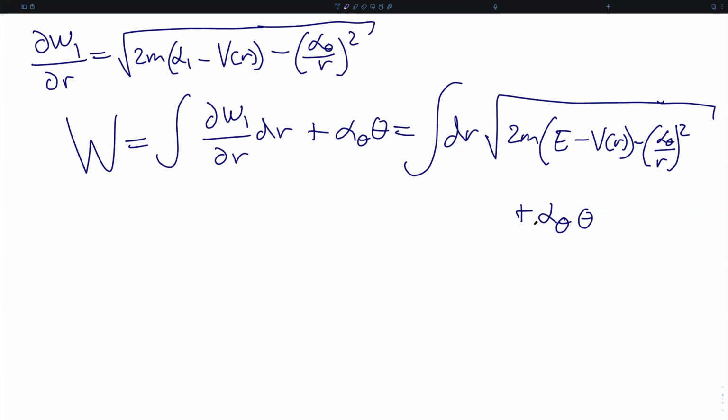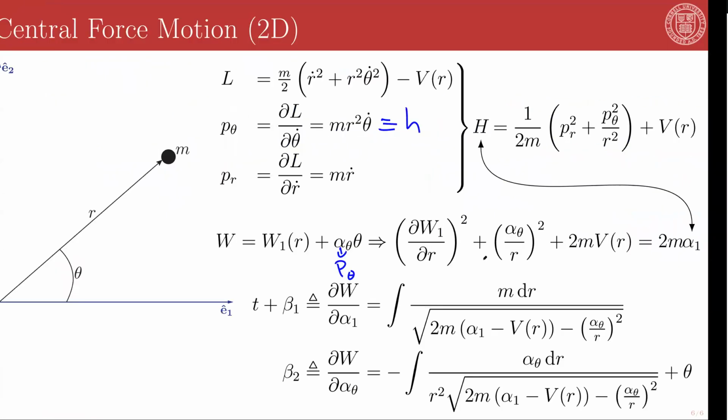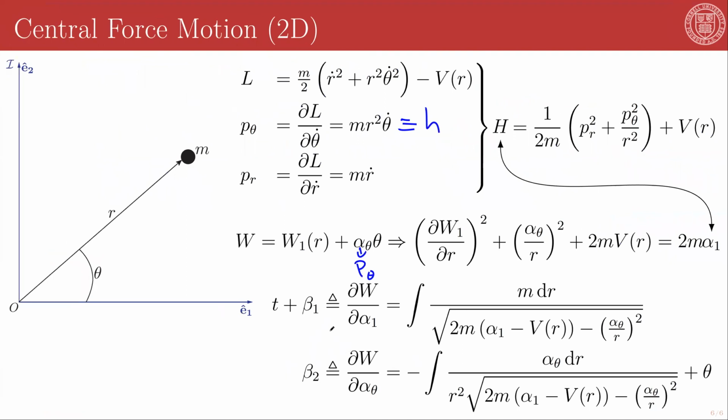And from this, we now get our new generalized coordinates. Q1 maps to beta 1. And so from our previous result, we can write the time plus beta 1 is equal to the partial of our characteristic generating function with respect to alpha 1, which is equal to this integral. And this expression is exactly the same as Kepler's equation, or Kepler's time equation. The time plus a constant is equal to the integral of dr over the square root of twice the mass times the kinetic energy minus our constant alpha theta over R squared. You should all stare at this until you've convinced yourself that this is in fact Kepler's equation.